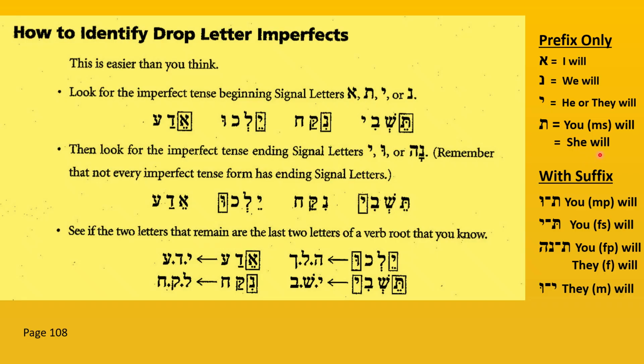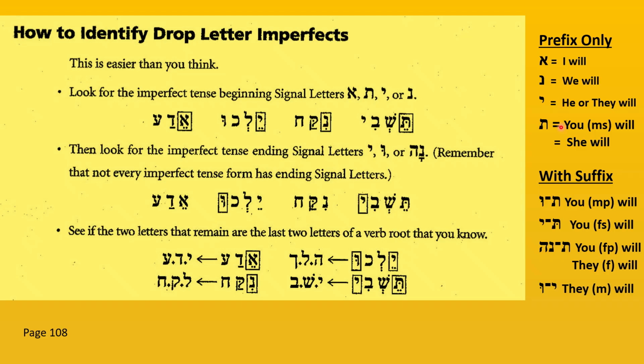There also is the one exception where the Tav also could be she will. But essentially, just begin to think to yourself, you see a Tav, it's you something, whether it's feminine, masculine, singular, plural, you don't know yet, but it's just you. You will do something. That's the Tav. So memorizing those 4 letters and their pronouns will make it very easy to get through this.